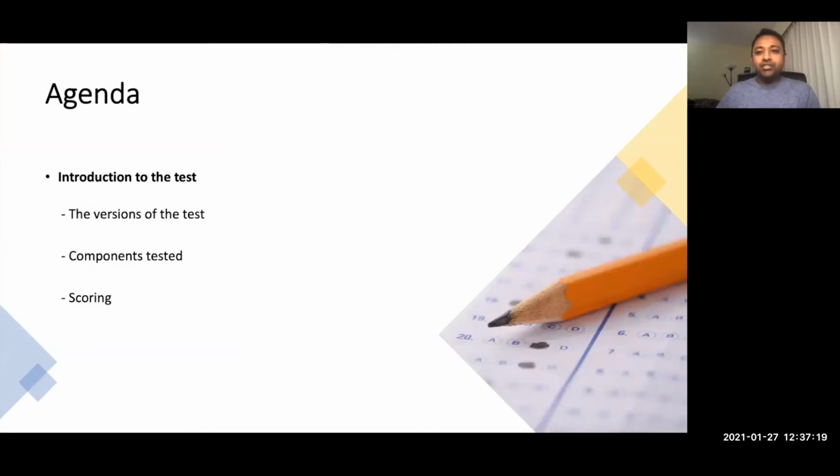All right, so that's the agenda for this session. We are looking at the test. We are looking to understand what the test is. We are looking at the versions of the test and the components that are tested, which is nothing but your skills. And primarily there are 4 of them, and how the test is scored as well.